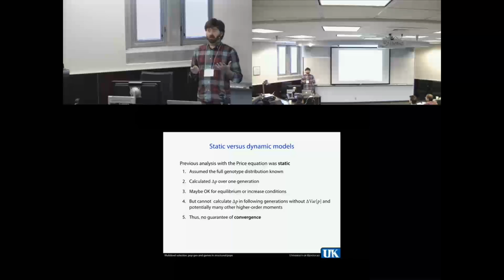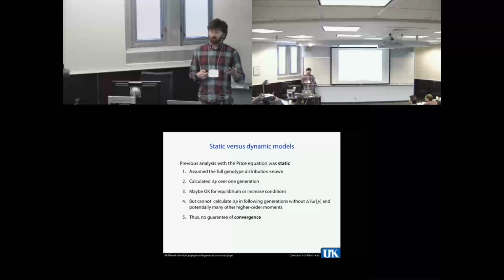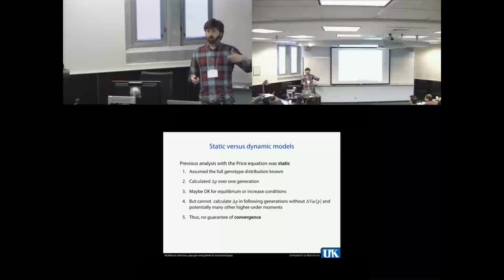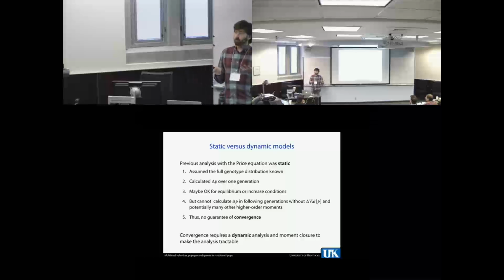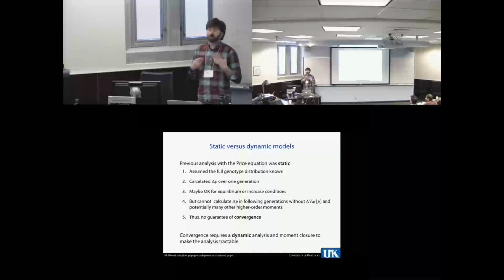So there's no guarantee then of convergence. Even though we might be able to look at an equilibrium in the mean with that static approach, we don't know whether, from a distance away from that equilibrium point, the population will converge to it or not. So convergence really requires this dynamic analysis. We have to do this moment closure. We have to start looking at what the variance looks like, and we have to make an assumption about whether the variance is changing or not in order for the whole thing to be tractable.